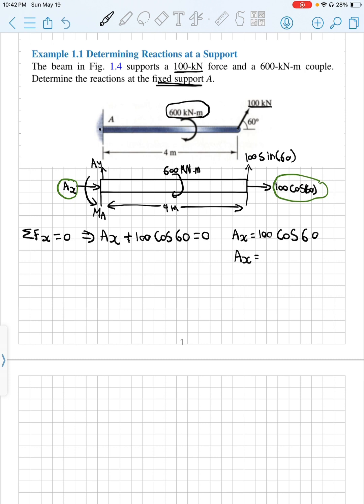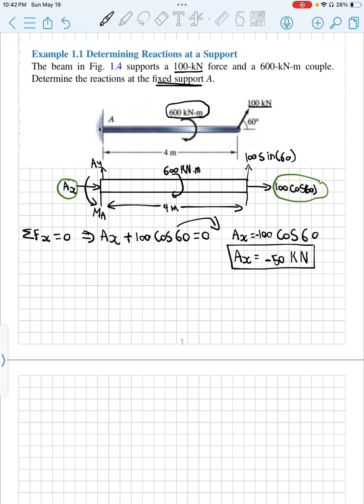Oh, I made a mistake. When it goes to the other side, it's gonna be the negative sign. Be careful about that. There was a small mistake that I just noticed, and if we use the calculator, it would be negative 50 kilonewton.